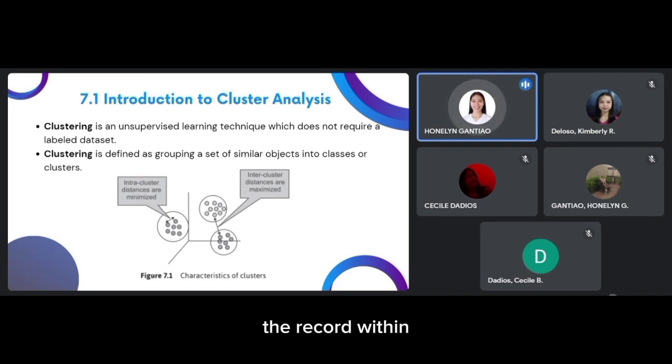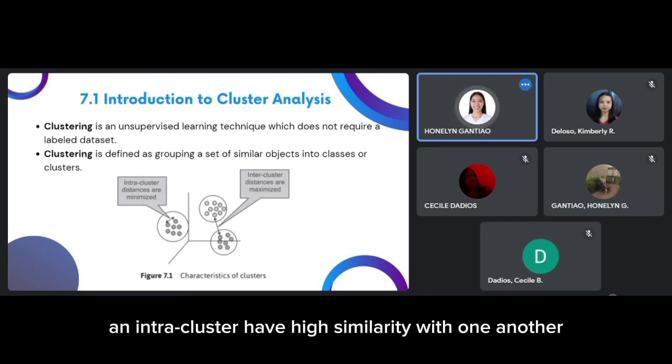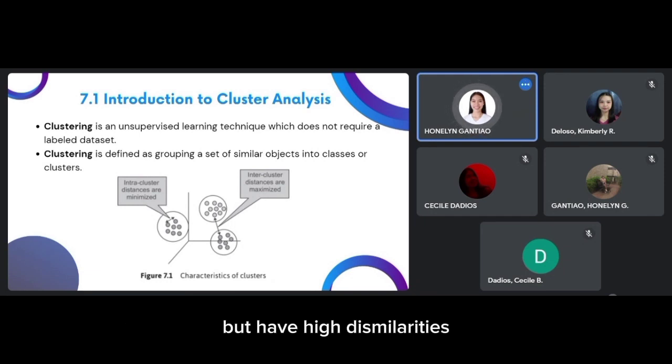The records within an intra-cluster have high similarity with one another but have high dissimilarity in comparison to objects in another cluster, or inter-cluster. So as you can see in the figure, the intra-cluster distances are minimized, while the inter-cluster distances are maximized.